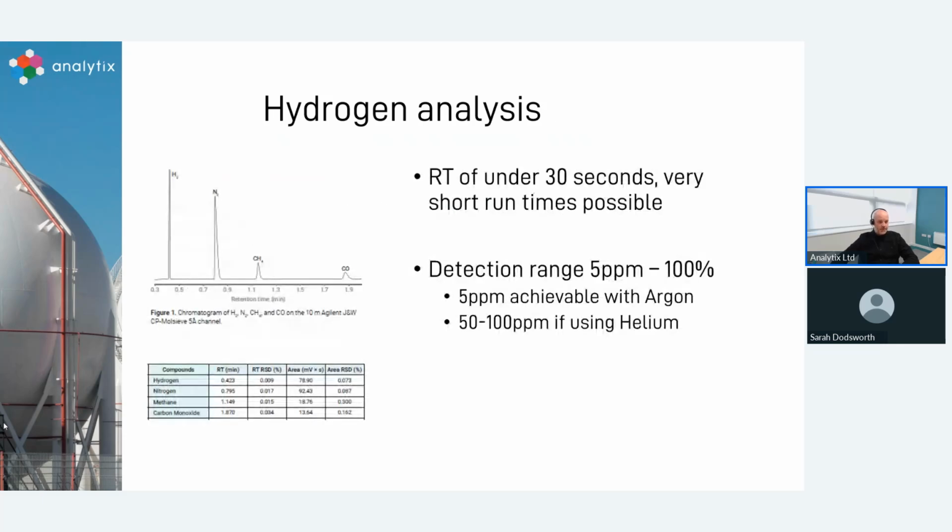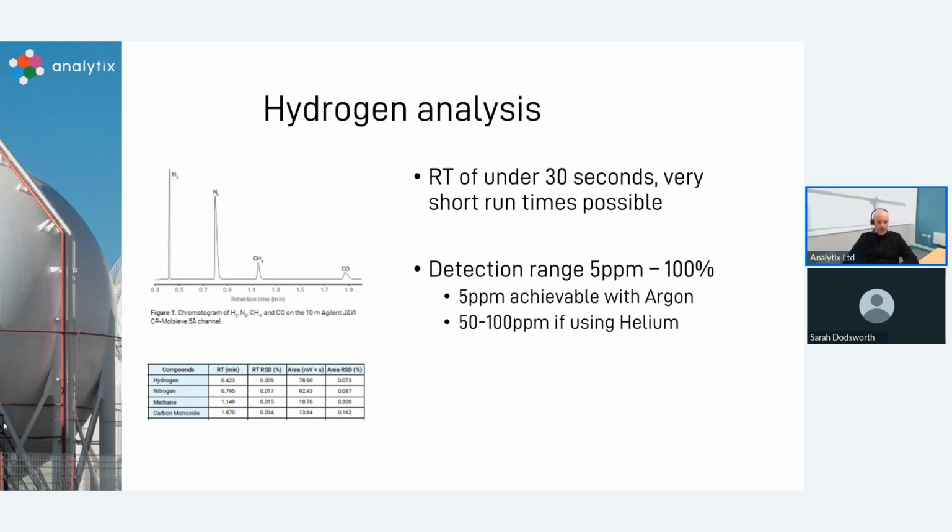Hydrogen is a nice one for us to work with in terms of speed of analysis as well, because it comes off very early in the process. So we've got retention times of typically under 30 seconds. So if it is hydrogen alone that people are looking to analyze, we can have run times of 30 seconds, and you can keep a real-time sort of grip on what's happening with hydrogen over a trend of a certain reaction. So as I mentioned, very low detection limits all the way up to 100%.